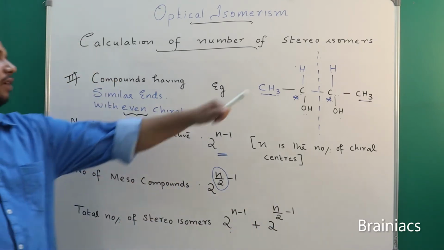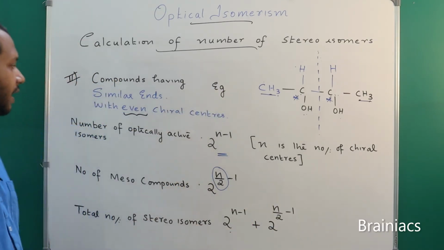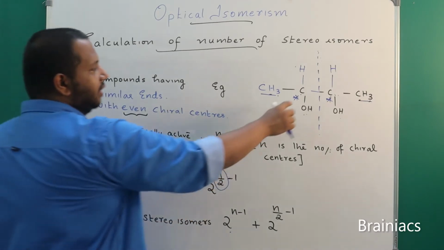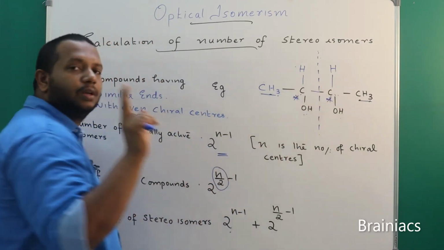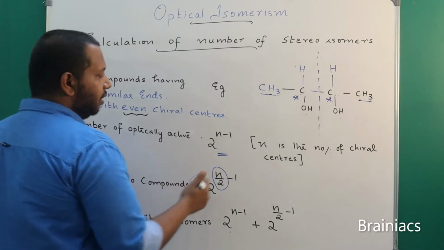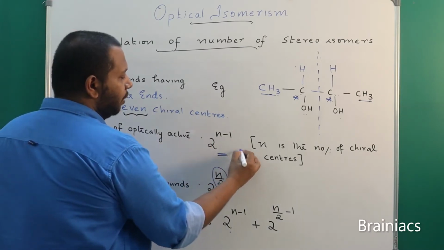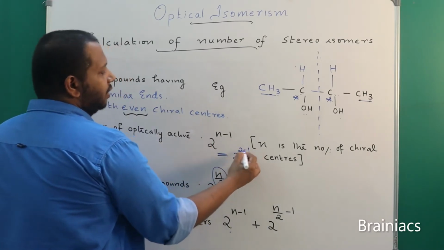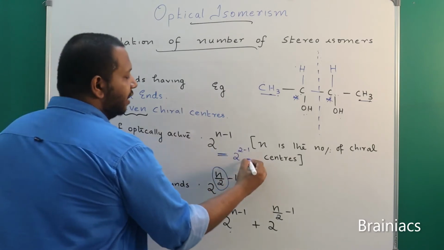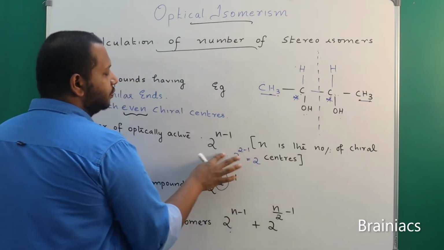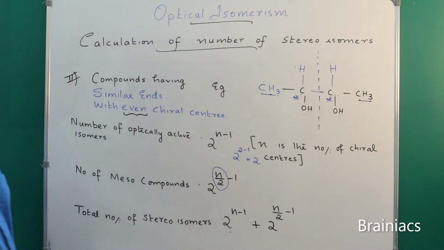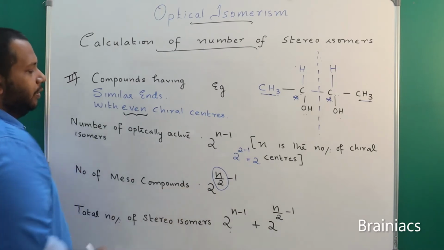Now let us calculate for this example the number of optically active isomers. So we know that here the number of chiral carbon atoms is equal to 2. So let us substitute here. On substituting, this will become 2^(2-1). That is 2 minus 1 is 1. So the answer here is 2. Clear? Now let us calculate the number of meso compounds.